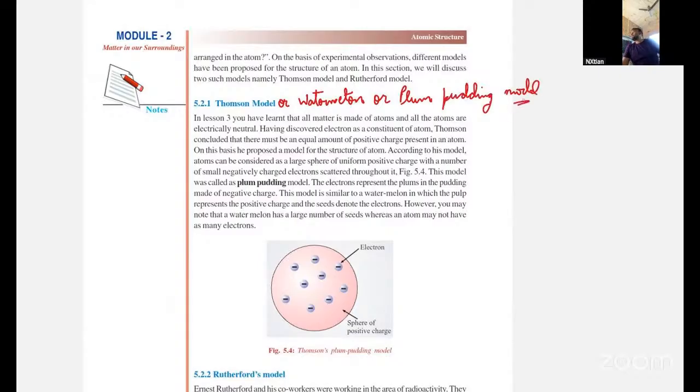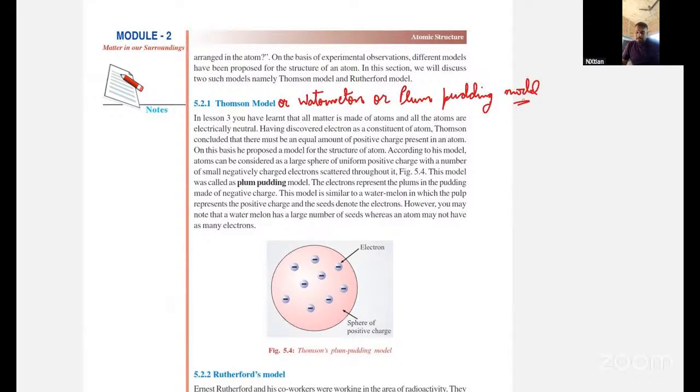Now, what does this mean? Listen, guys. In the watermelon or plum pudding model, what's the catch? He said it is like a watermelon. Everyone knows watermelon, everyone eats watermelon. How does a watermelon look? It is red inside, and the black seeds are embedded in the red part. He gave the same logic. He said that like a watermelon, the red part is the proton.